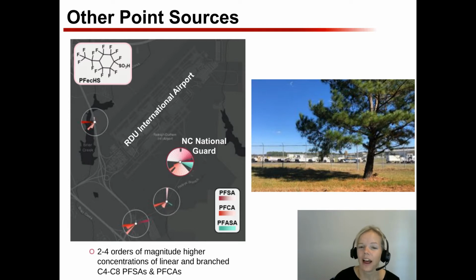And so the interesting thing is that the North Carolina National Guard is located right there. And we were seeing the most contamination in that area, which we were guessing was due to testing of potential firefighting foams, or those AFFFs that have high levels of PFAS.